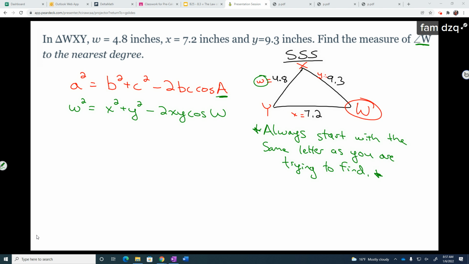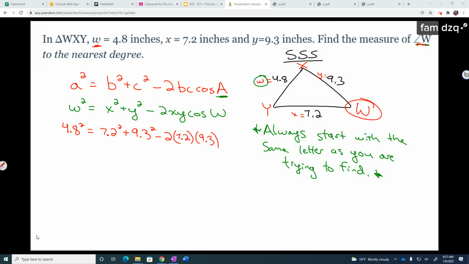So let's go ahead and try to solve it here. So we start with little w, and again, you don't have to write this out, but you're just going to start with the same letter as you're trying to find here. We'll start with that one, 4.8 squared equals, and then it's just going to be the other 2 sides squared and added together. So 7.2 squared plus 9.3 squared. Okay, and then it's the other 2 plugged in, so minus 2, 2 is always 2. And then we plug in the other ones, 7.2, 9.3.